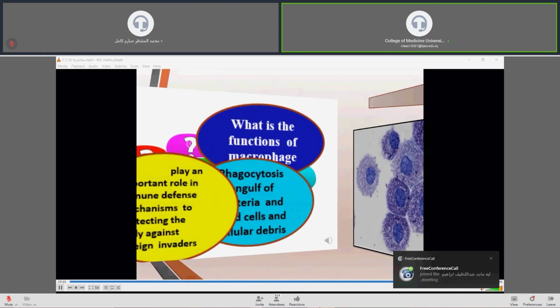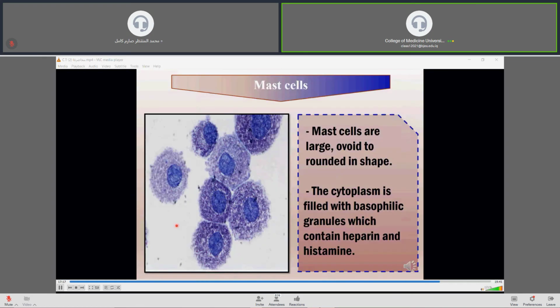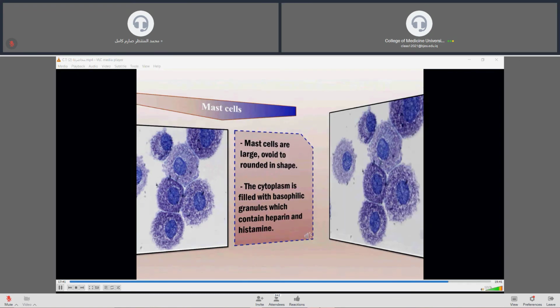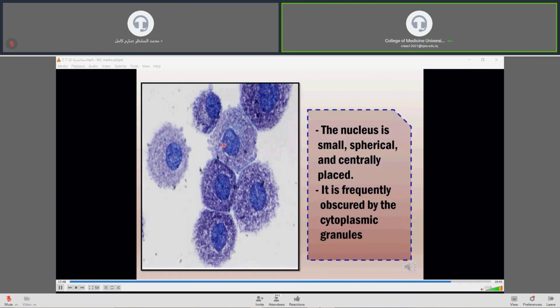Other types of cells are mast cells. These are large, ovoid or rounded in shape. The cytoplasm is filled with basophilic granules, which contain heparin and histamine, as we can see in these mast cells. The nucleus is spherical, small, and located in the center of the cell.